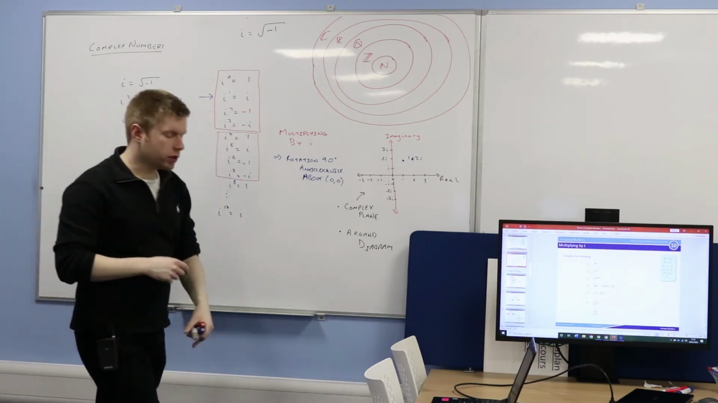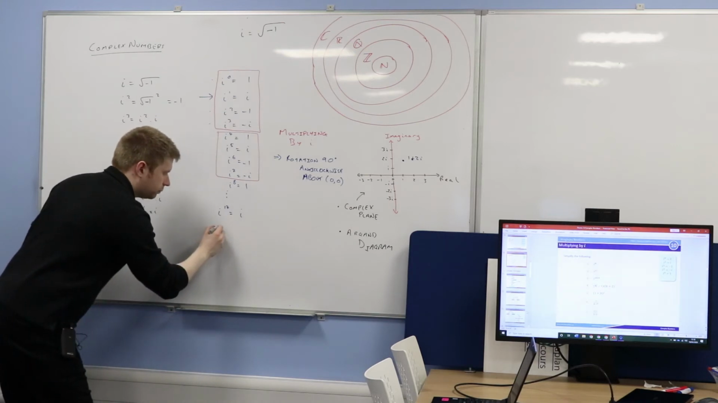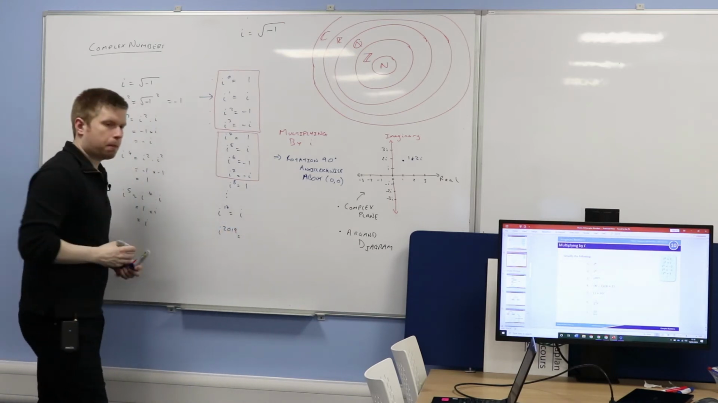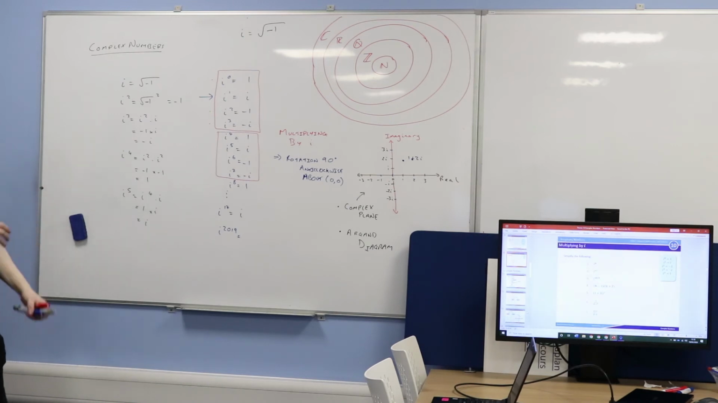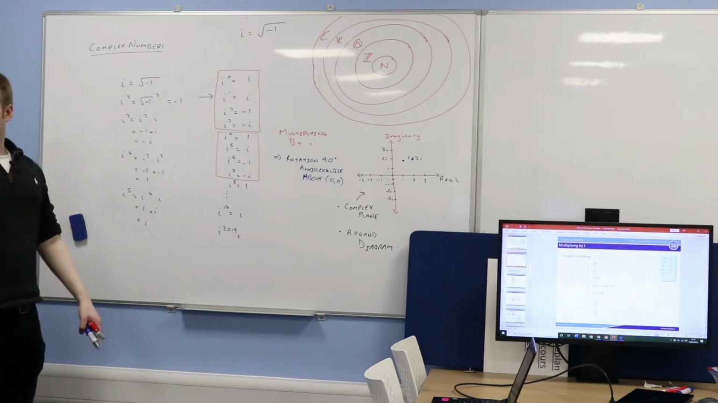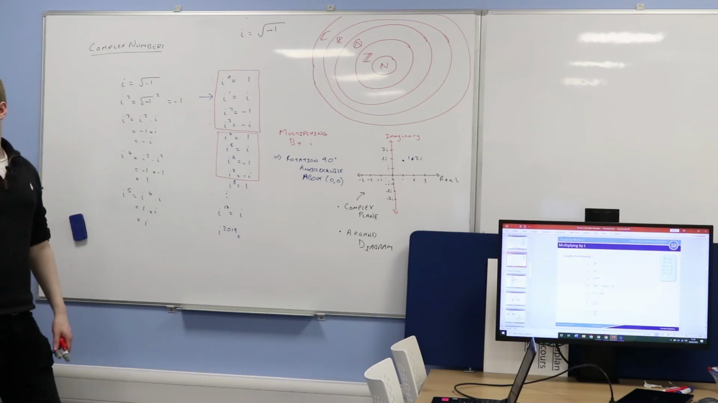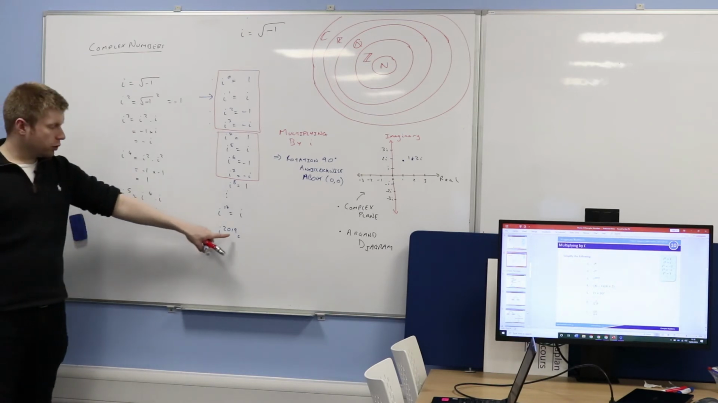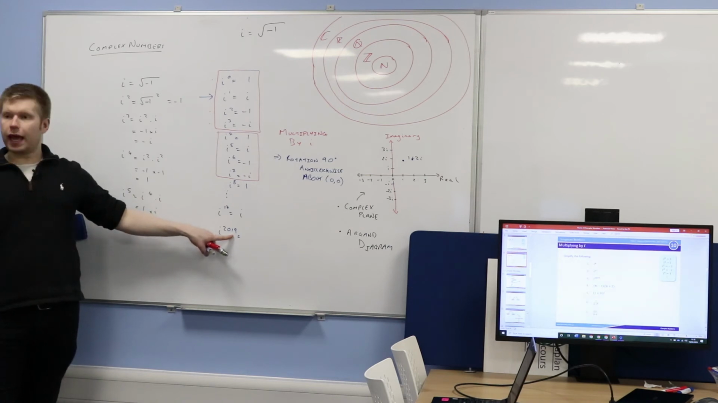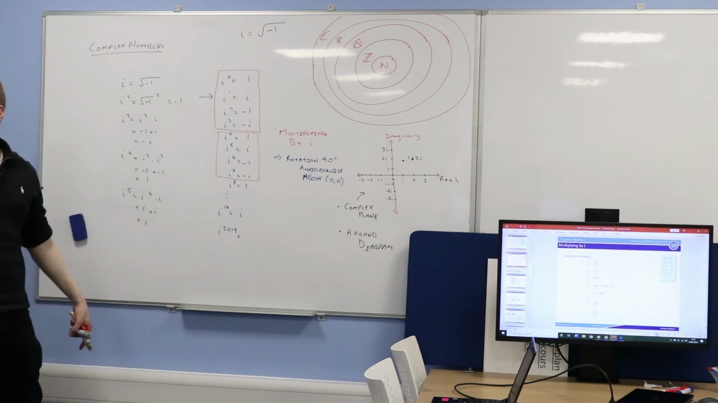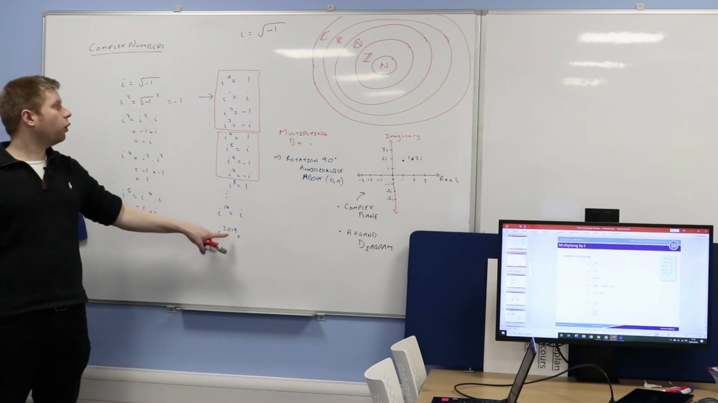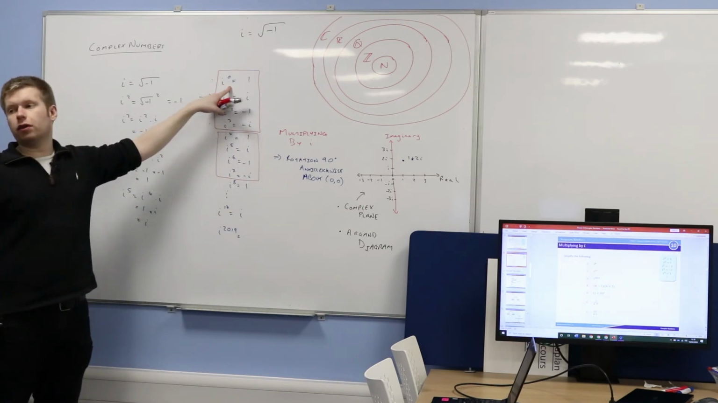Does that make sense? So what would i to the power of 2019 be? Is 2000 divisible by 4? You tell me. Yeah, so you can forget about that. You can just deal with the 19 bit, can't you? Because the fact it's divisible by 4 just means you've done that many cycles. So 2000 is definitely divisible by 4, which means you'll be back here. Then you just need to think about the 19.